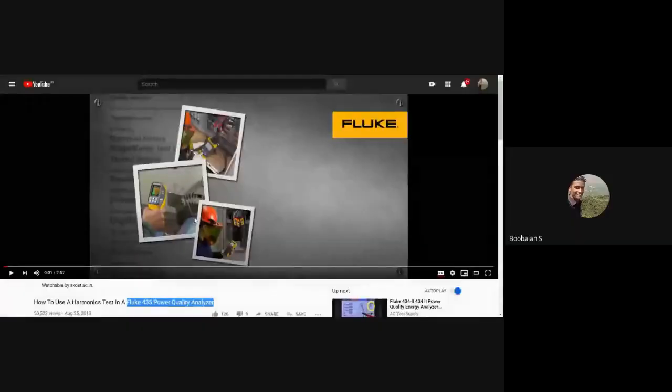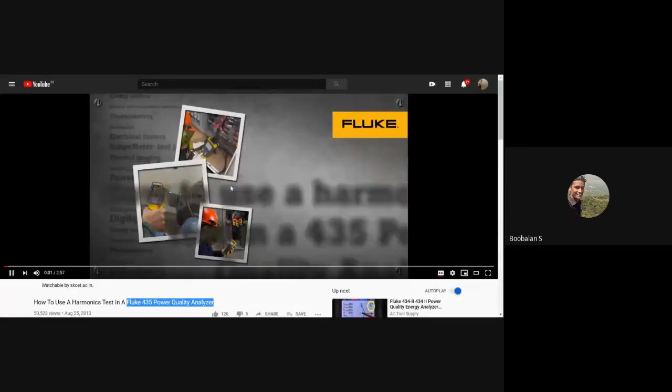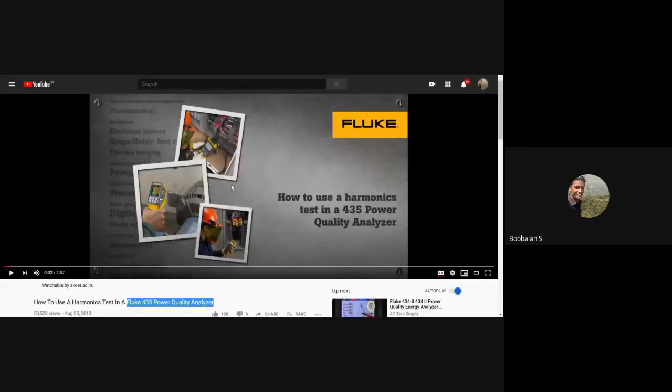Now you can see that the harmonics are measured in real time with lighting, right? A small CFL light is now connected.